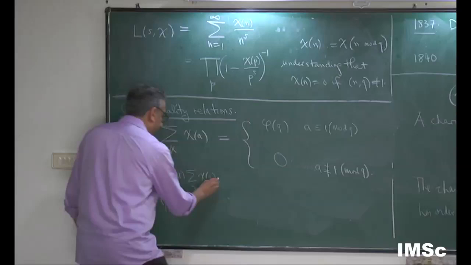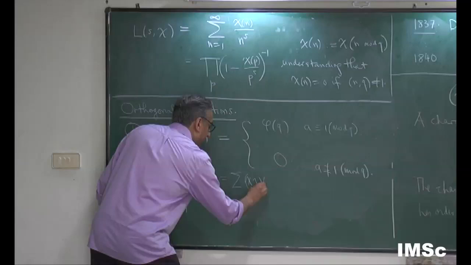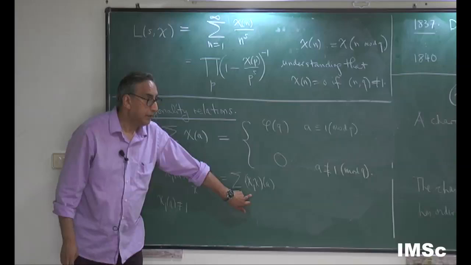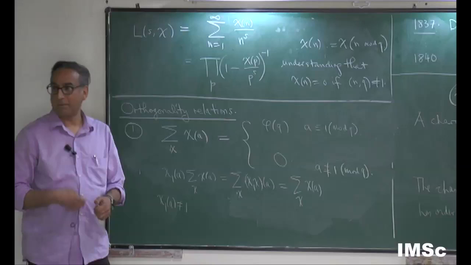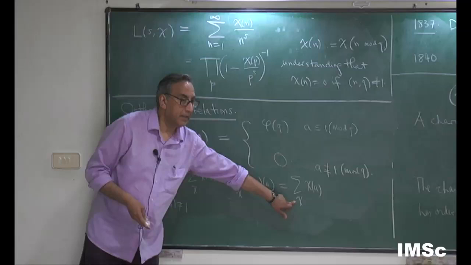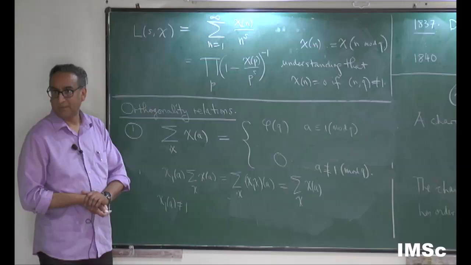This sum can be thought of as chi 1 times chi of A. Now, in a multiplicative group, as chi ranges over all the characters, so does chi 1 chi. So this is again the same as the original sum, right? In a group, that's what happens. Therefore, this sum is equal to this sum, but I chose chi 1 of A not to be 1, therefore that sum better be 0. Okay, that's the proof.